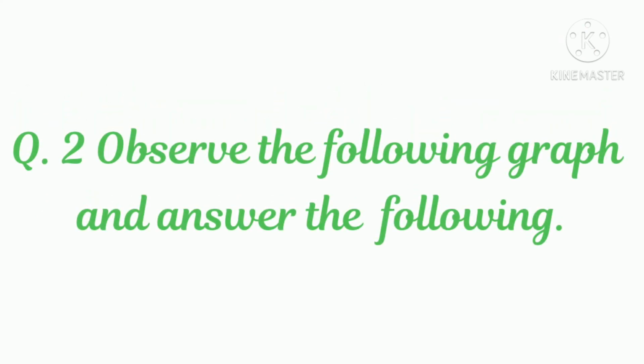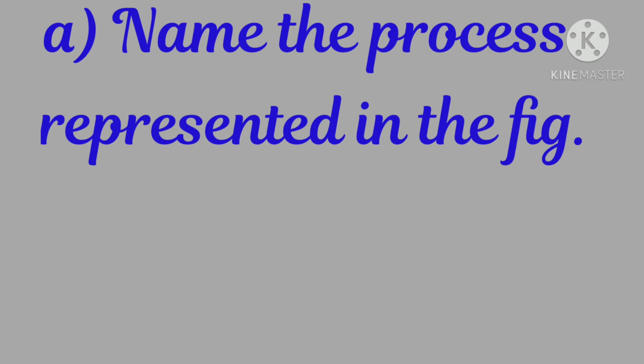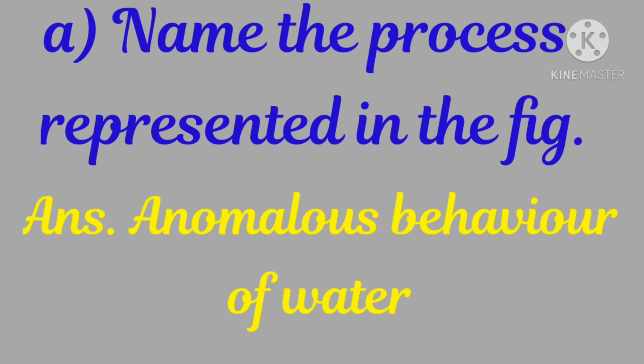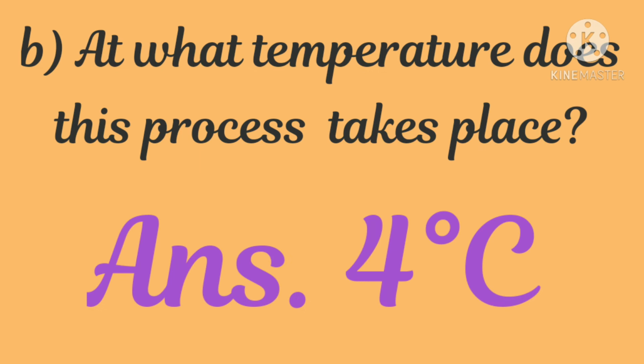Question 2. Observe the given graph and answer the following questions. The graph is shown like this. A. Name the process represented in the figure. Answer is anomalous behavior of water. B. At what temperature does this process take place? The answer for this question is at 4 degree Celsius temperature.